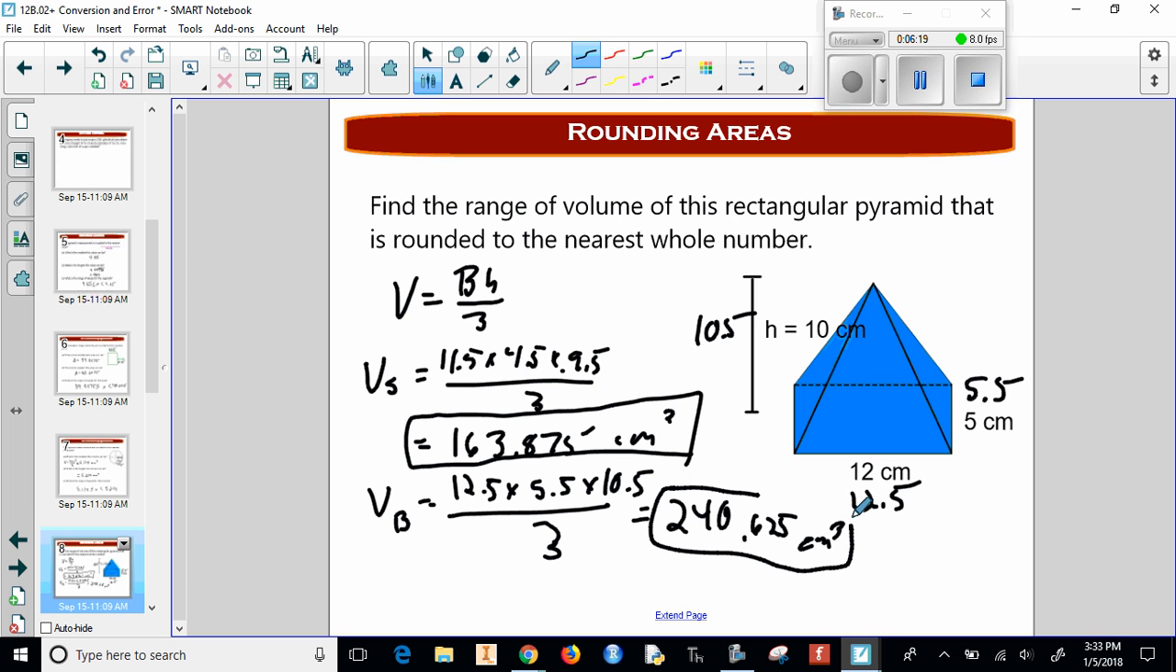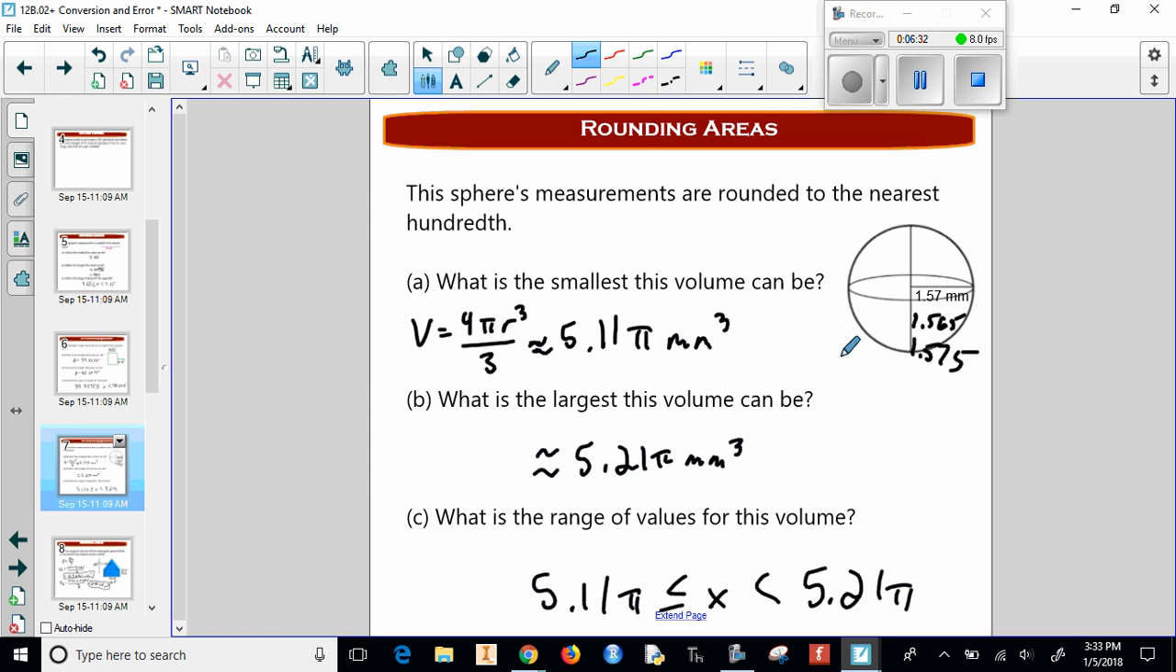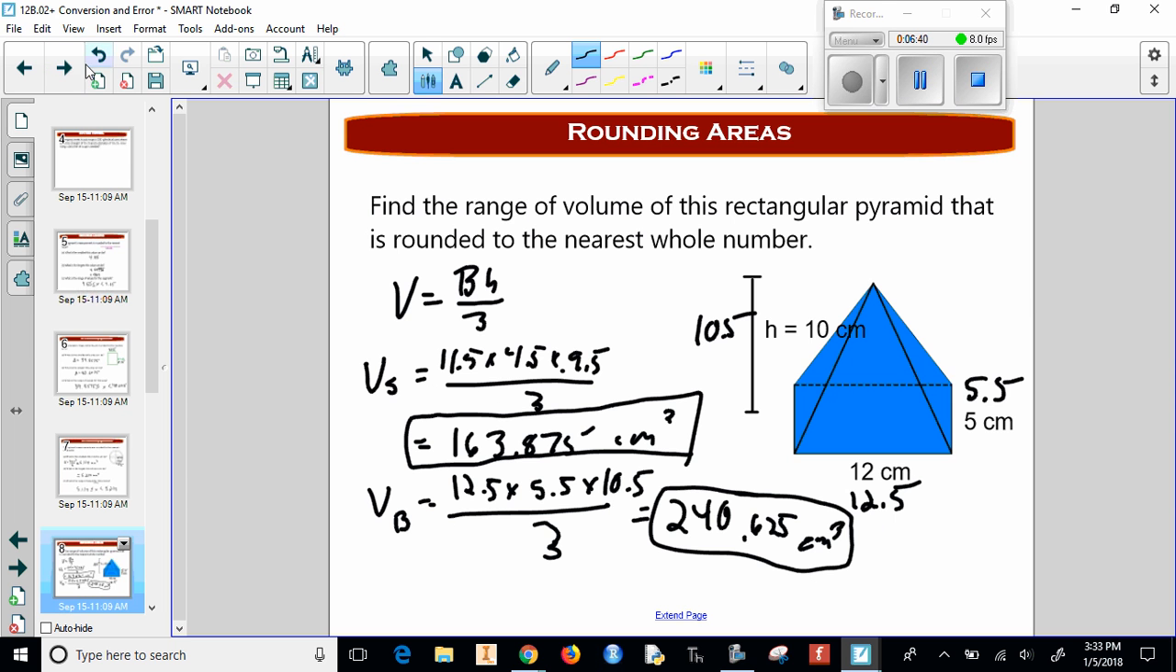Now the point that I want to make with this one is look how off these answers are when you round to the nearest whole number. If you're in industry and you're making a whole bunch of these, this error is going to be a very, very big deal. Where when you round to the nearest hundredth, this error is less of a big deal. So the error associated with rounding is a very important issue. So make sure you understand that. Good luck.